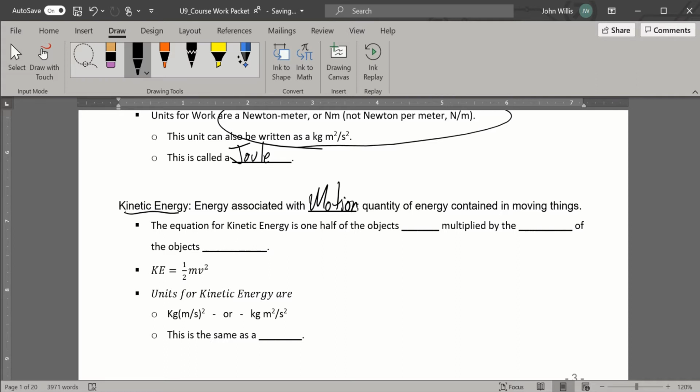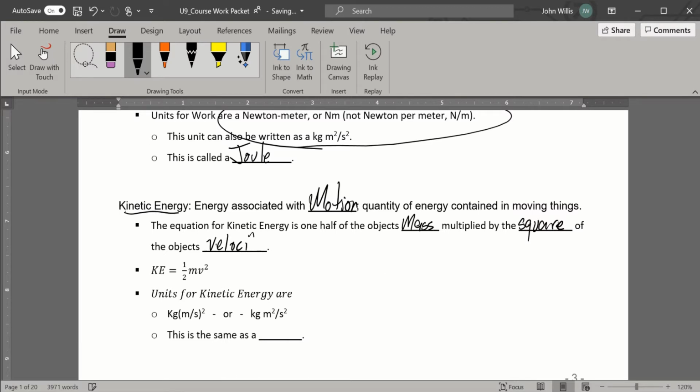It could be light traveling from one place to another, sound traveling from one place to another, heat dissipating or traveling from one place to another, right? Any of those things that can move is a version of kinetic energy. Kinetic energy can be calculated by 1/2 of the object's mass multiplied by the square of the object's velocity.